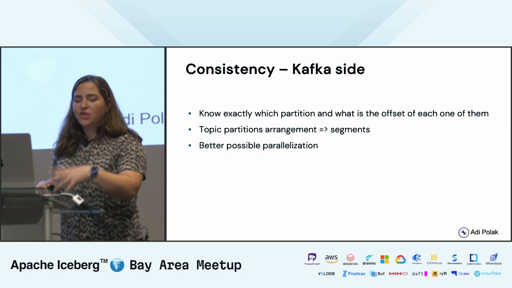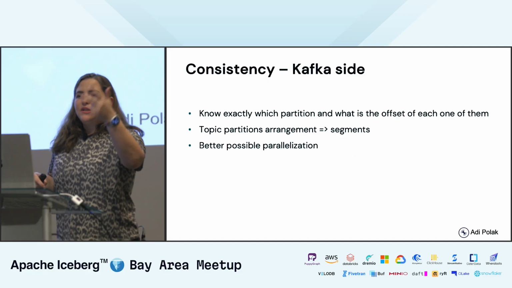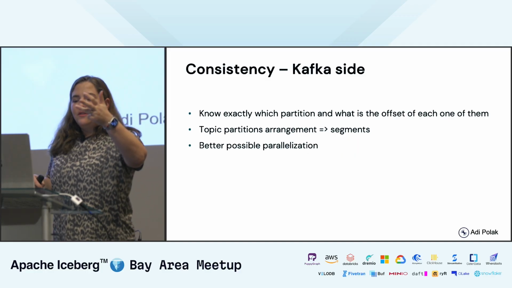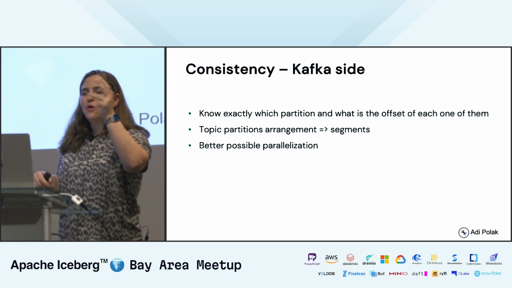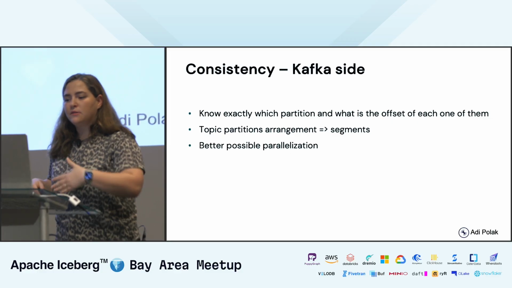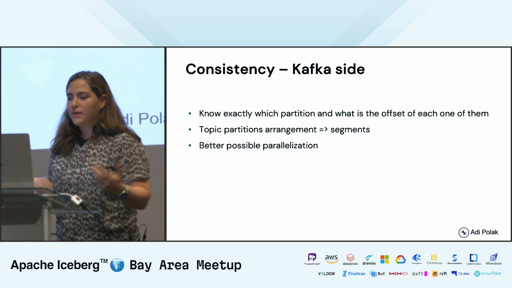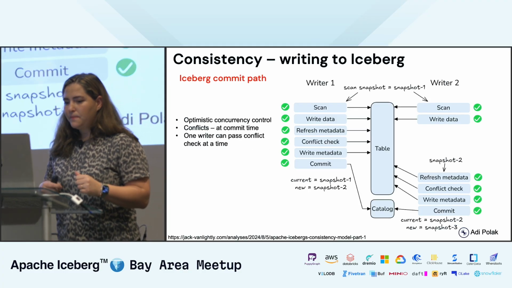We know exactly which data we brought in. So we need to know the partition, we need to know the offset, we need to know the segment, and we need to have better parallelization for all this process so things don't go through my Kafka broker. We want to offload this from Kafka. So this is a learning for all of us that are building similar solutions.